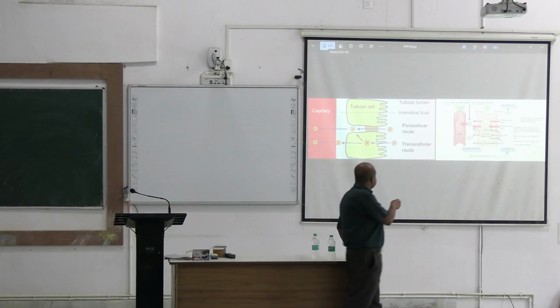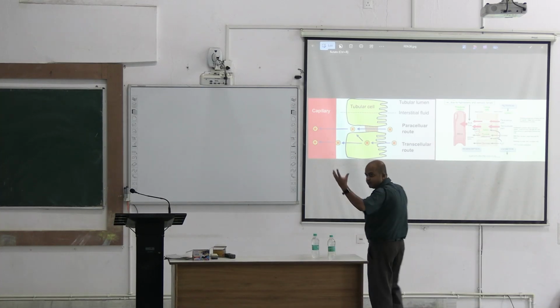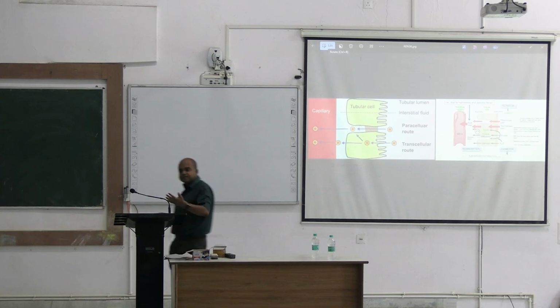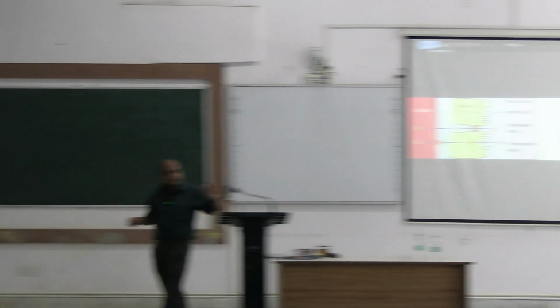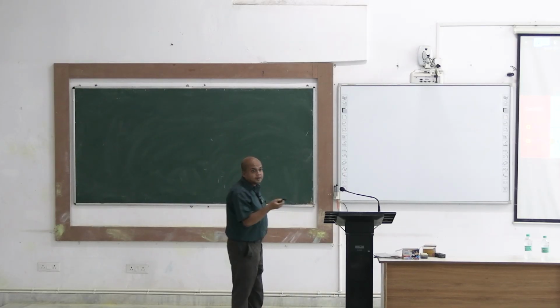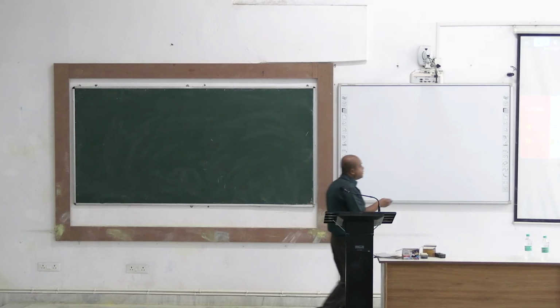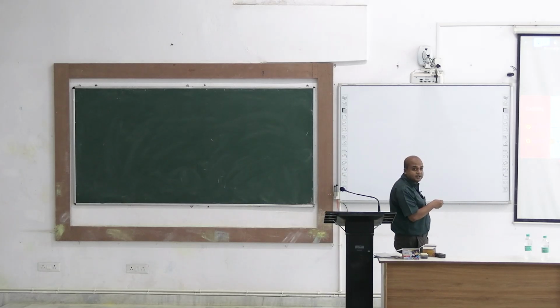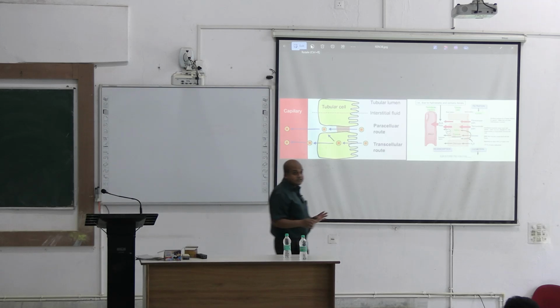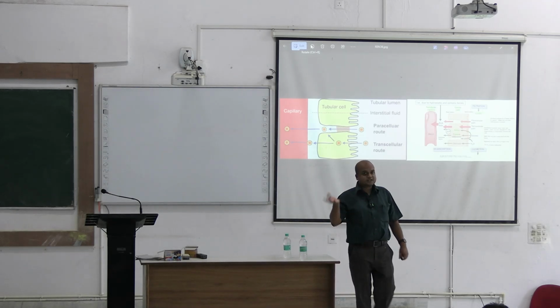This is the red dot, where the red dot is now. This is the tubular lumen. That is where the filtrate is going out, the tubular lumen. So when the substances are reabsorbed, they have to cross the apical membrane. What is the apical membrane? It is the membrane towards the tubular lumen side. That is the apical membrane, and the basolateral membrane is towards the blood side, which means the peritubular capillaries.